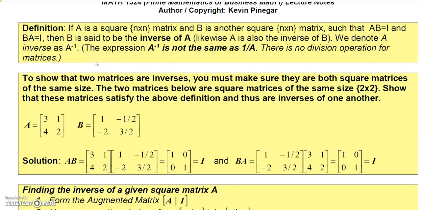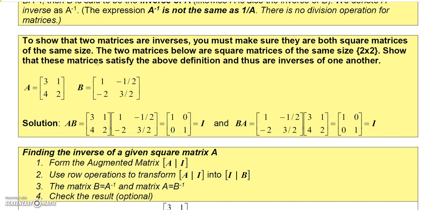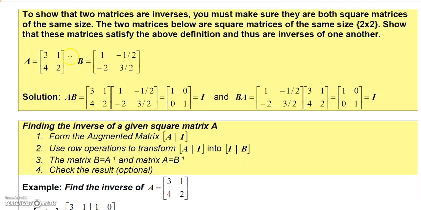So there are two things that we might ask you to do. One is we might ask you to show that two matrices are inverses. So I might give you two matrices and say, can you show me that these two matrices are inverses of one another? That's pretty simple, because all you have to do is show that, first of all, they both have to be square matrices of the same size. And then you must show that their product gives you the identity matrix.